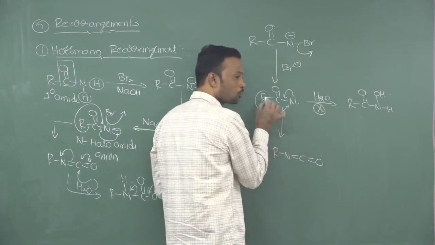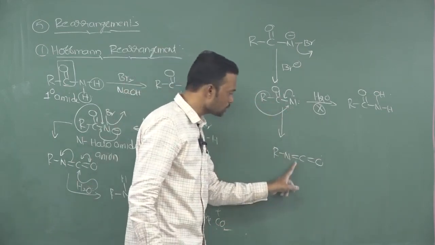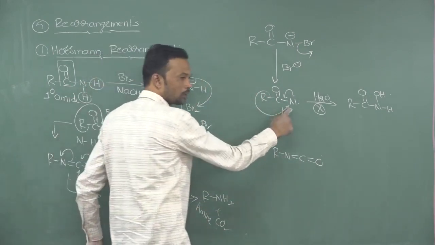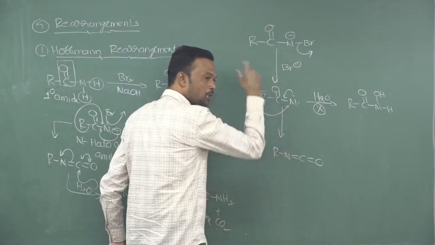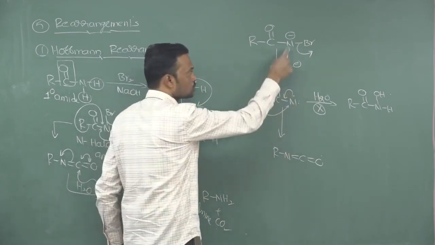Why? Because it is found to be unstable. Without this intermediate, this is impossible to prepare. Try to understand. Without this intermediate, it is impossible to prepare, but this intermediate is unable to trap. Right or not?